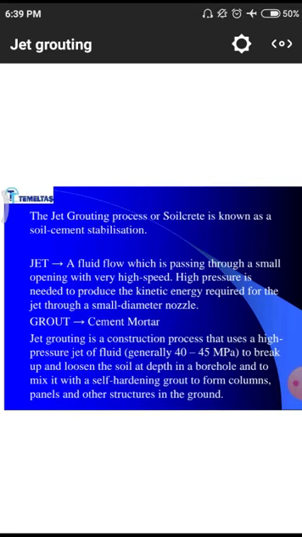Normally, jet grouting is a construction process used for flowing material under high pressure, that means flowing the material to high heights. Why? Because it is a fluid which has a flowable property due to the application of this pressure. Normally, the pressure has a range of 40 to 45 megapascal to break up and loosen the soil at the depth of a borehole, and to mix it with self-hardening grout to form columns, panels, and other structures in the ground.